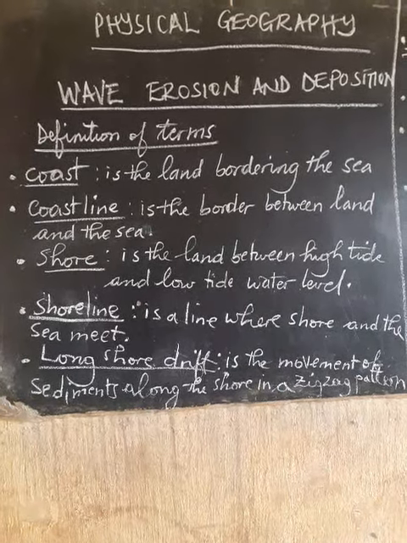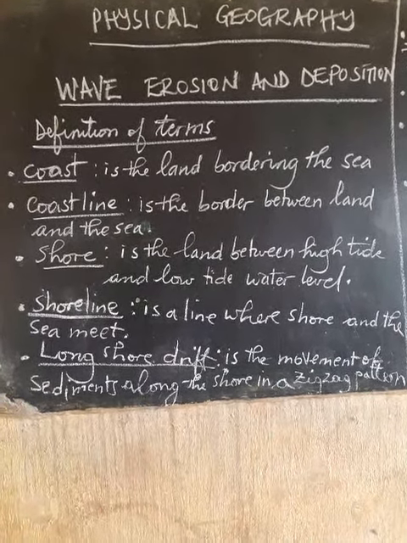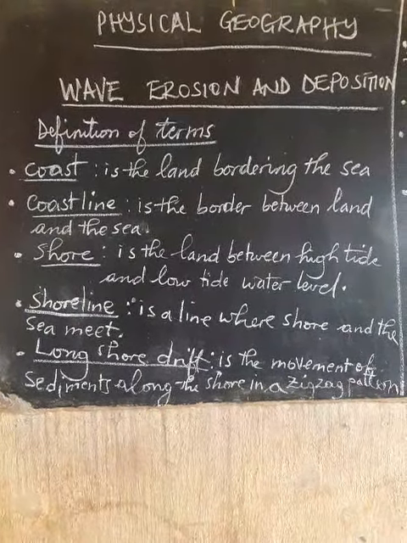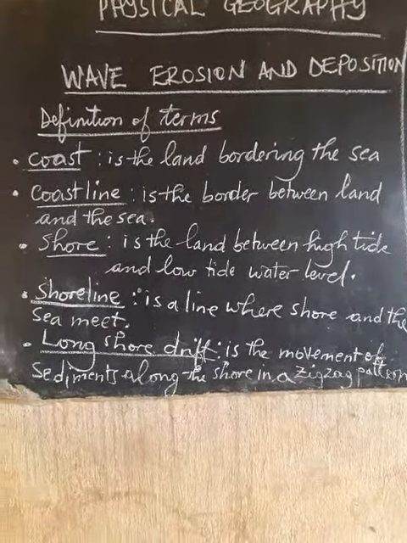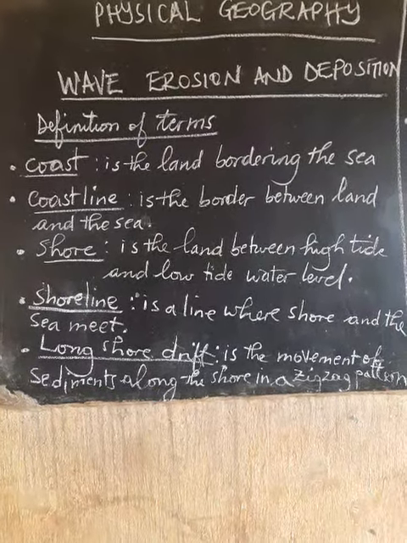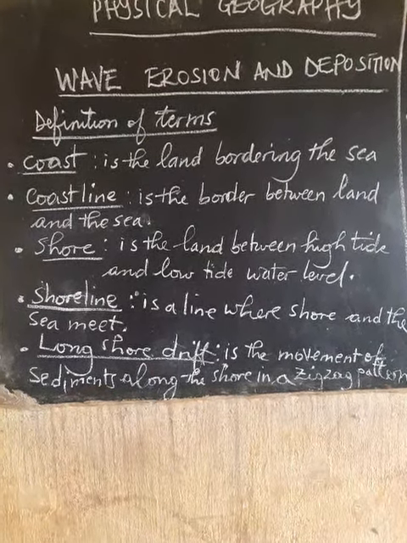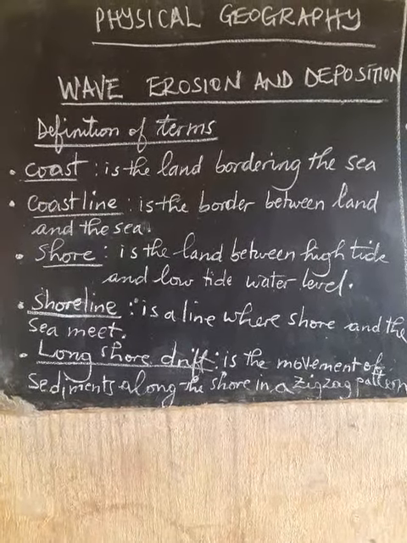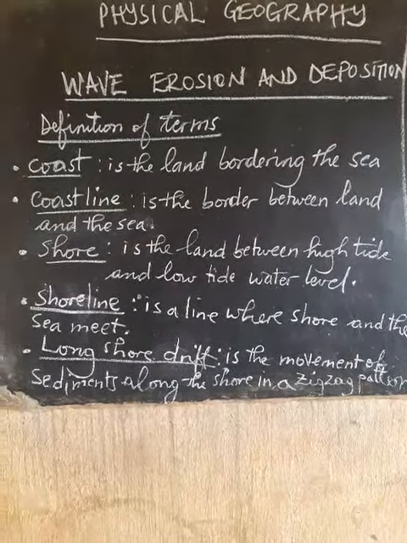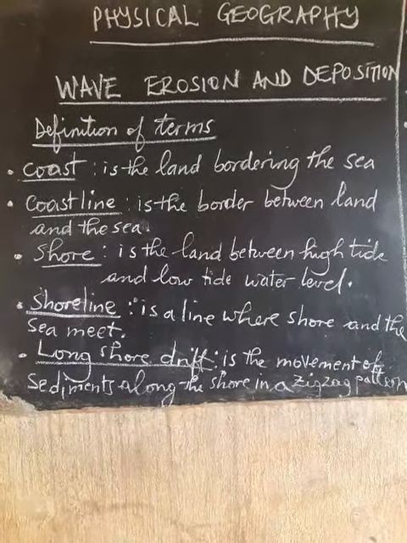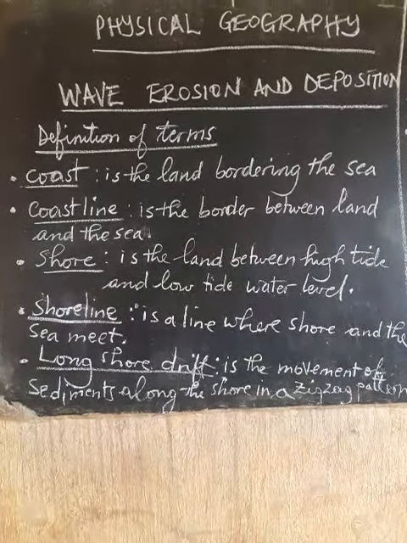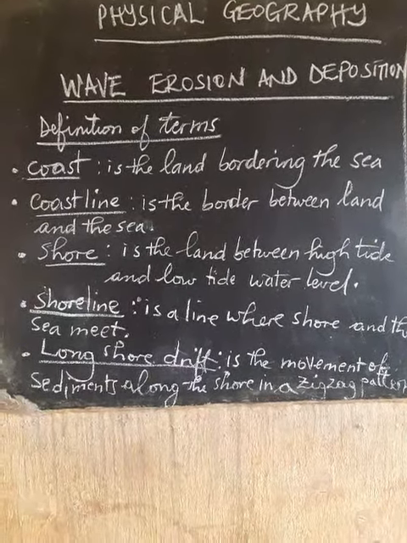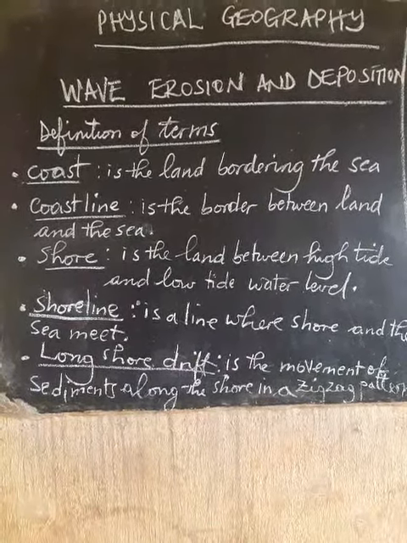Today we are going to learn geography where we are basically going to talk about wave erosion and deposition. Before talking about wave erosion and deposition, we first want to explain the definitions of terms relating to waves, so that we can understand other content relating to the action of a wave. Normally, we have several definitions of terms. Let's start with the definition of terms.